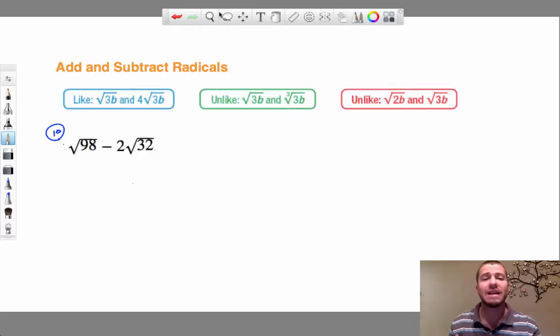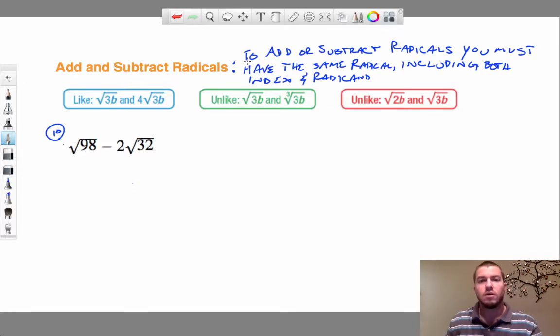So adding and subtracting radicals is different in the sense that you have to add and subtract similar to like terms. The radicals have to be like terms. So I'm going to say to add or subtract radicals, you must have the same radical, including both the index and the radicand.